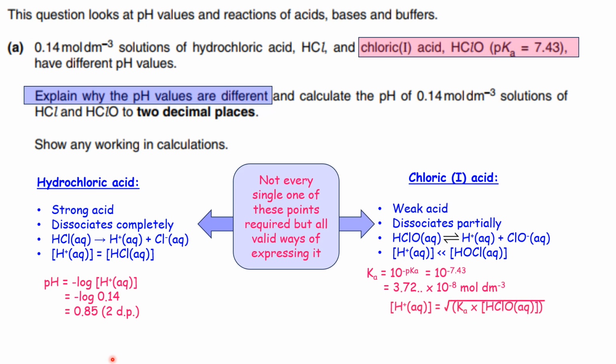Now I'm going to skip a couple of steps here. Normally you might write out the Ka expression, but we've already done a bit of describing in blue as to why the pH values are different, and it's 5 marks in total. So the key things are what I'm going to put in here.